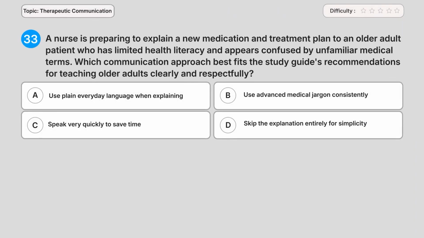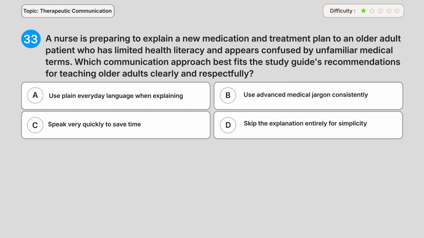Question 33. A nurse is preparing to explain a new medication and treatment plan to an older adult patient who has limited health literacy and appears confused by unfamiliar medical terms. Which communication approach best fits the study guide's recommendations for teaching older adults clearly and respectfully?